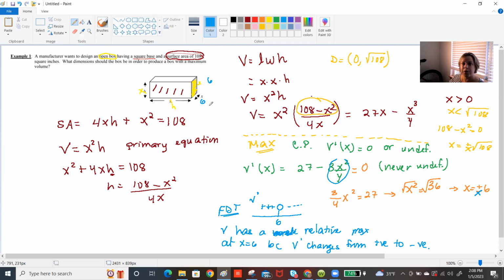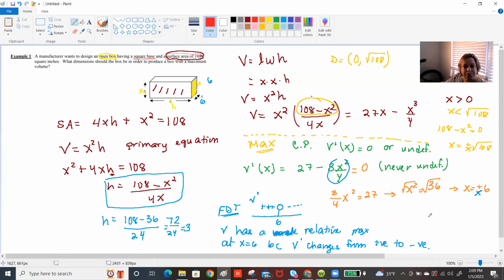Now we need to figure out how much h is. Well, we found that h is this. I'm working here, so I'm going to plug in the 6. Then h equals 108 minus 6 squared, which is 36, divided by 24. That's 4 times 6. So this is 72 divided by 24, and this is 3. So now let's answer our question: what dimensions should the box have in order to produce a box with a maximum volume?